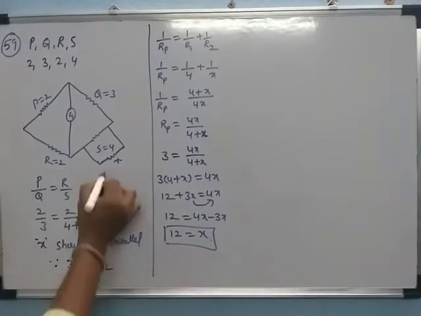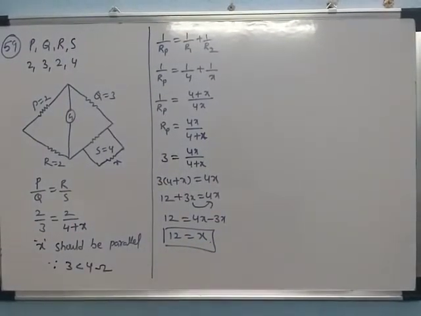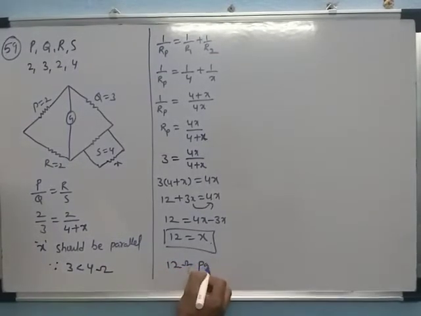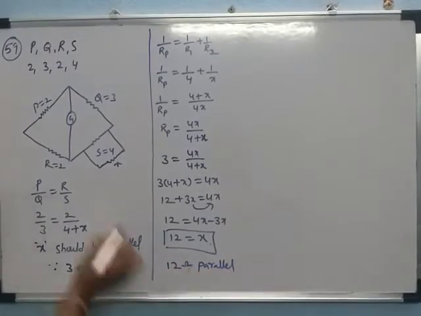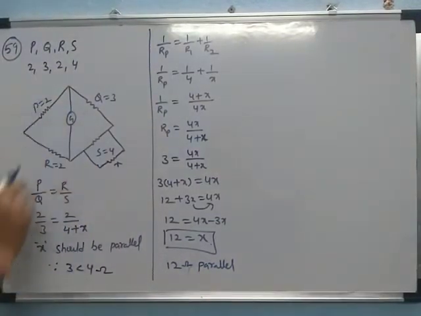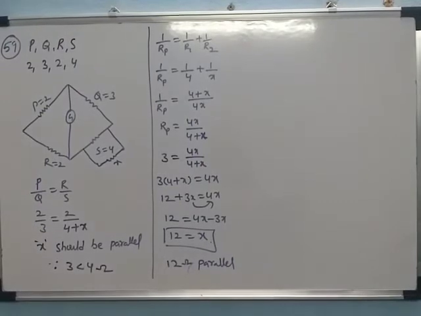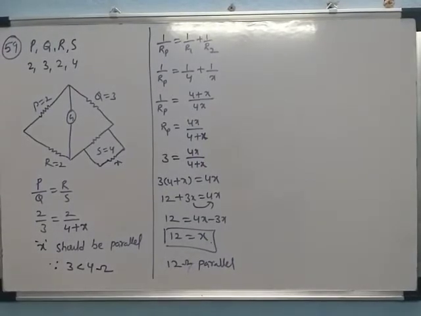That means X is 12 ohms in parallel. If this parallel resistance of 12 ohms is connected, then the bridge can be balanced. So next, see question number 60.